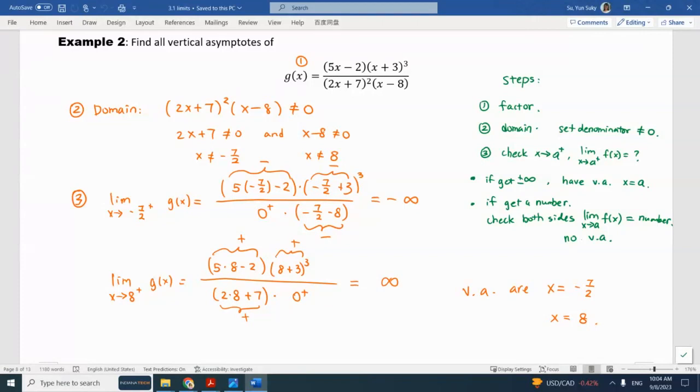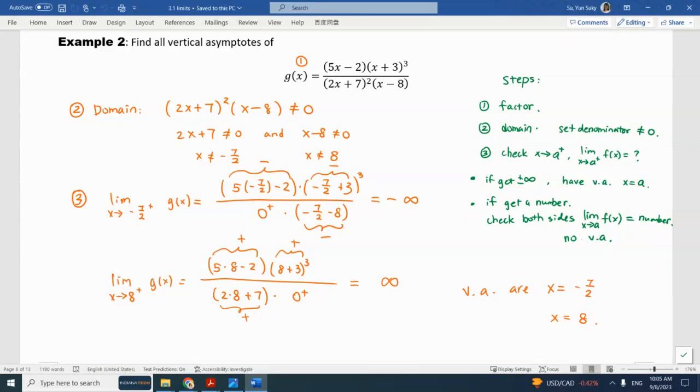So if you have an odd number of negatives multiplied together, you still get negative. If you have an even number of negatives multiplied together, you get positive. So once you get constant over 0 plus or 0 minus, you get infinity or minus infinity. That's good because that means we have a vertical asymptote, x equals that number.